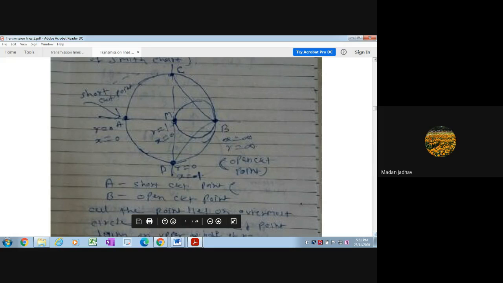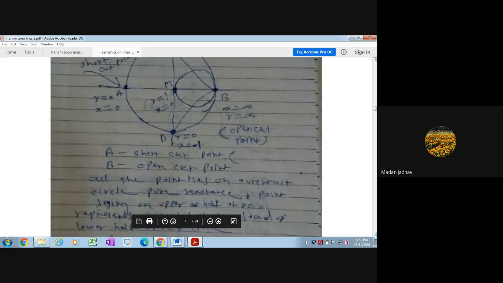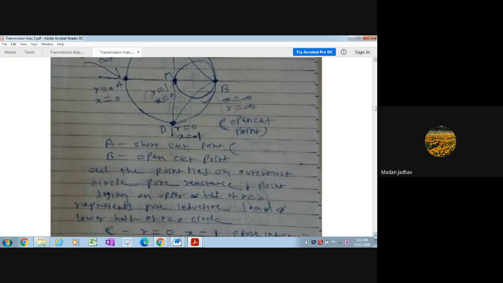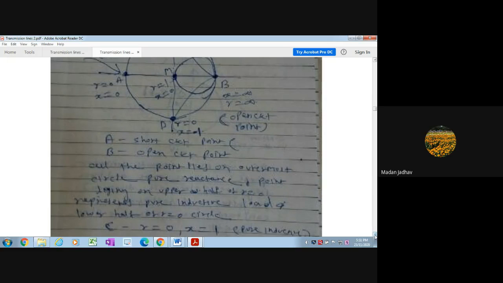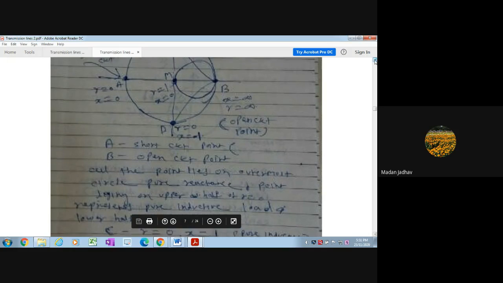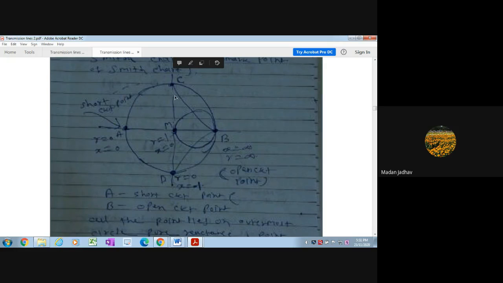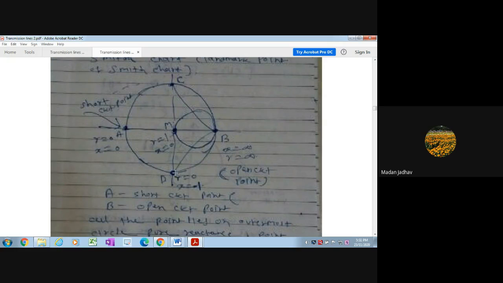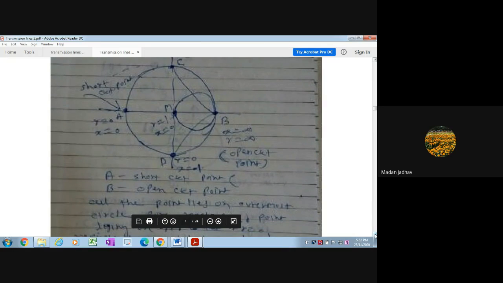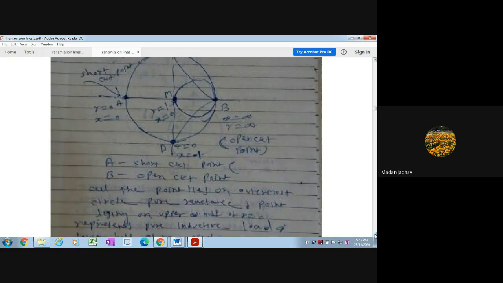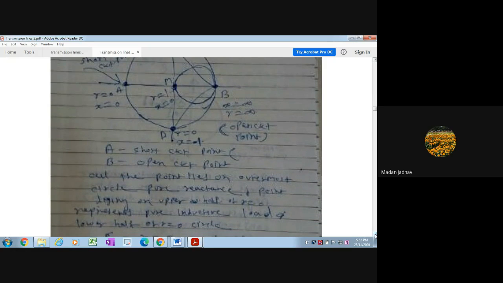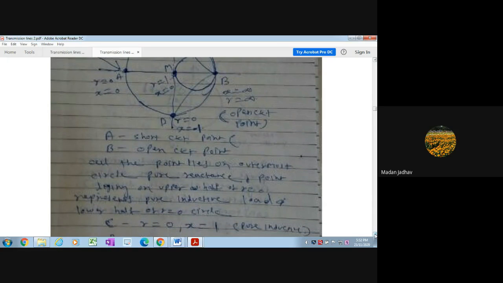Now all the points lie on the outermost circle. Pure reactance points are here. You can see that this is the positive pure reactance point, and this is the negative pure reactance point. That means there is no real part. The real part is 0 for that particular point, and therefore we are saying pure reactance point. All the points lie on the outermost circle.